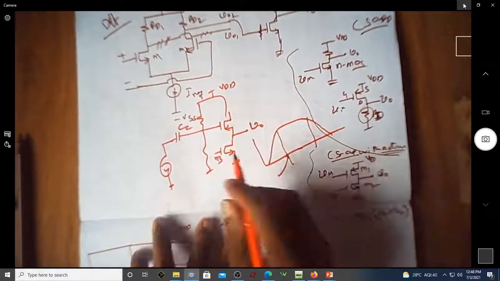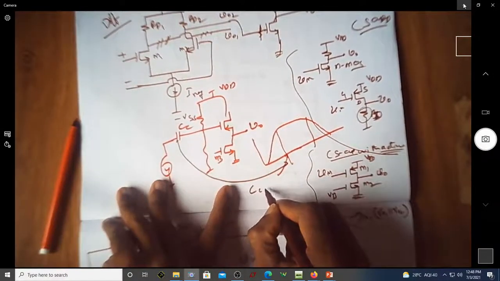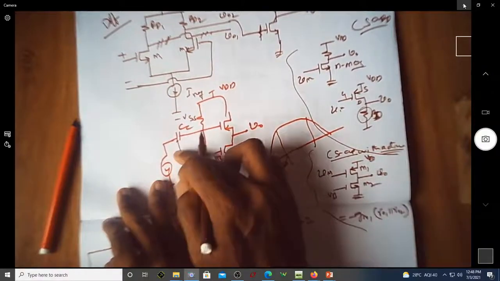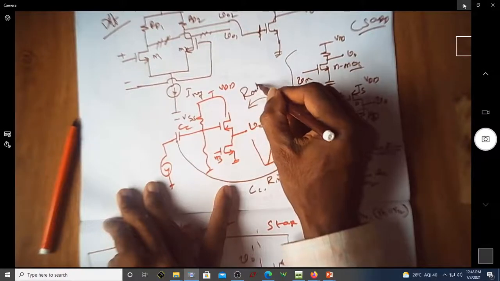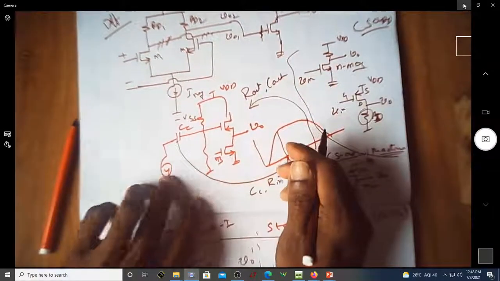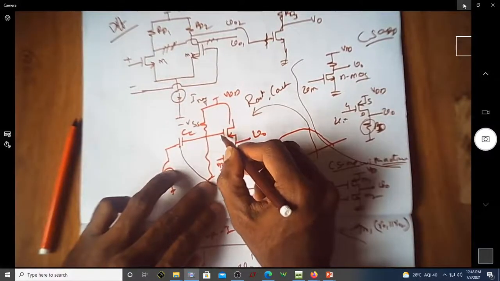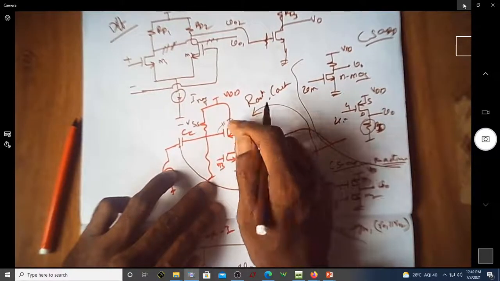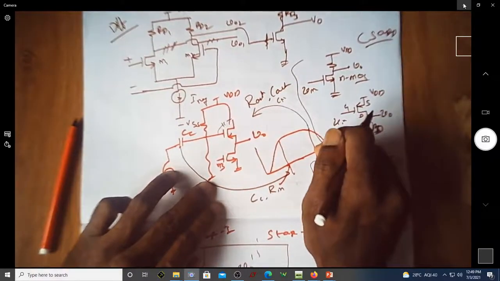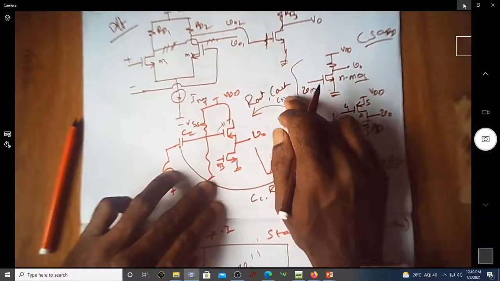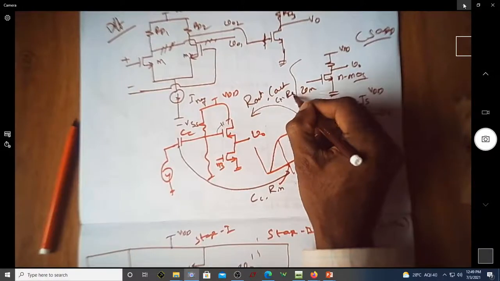This cutoff frequency is decided by the coupling capacitance and the value of the input impedance, and this one is decided by R out and C out. Because of the parasitic capacitance and the Miller effect, C in also comes into the picture, which is nothing but R signal and C in. So you're going to have an R signal here.